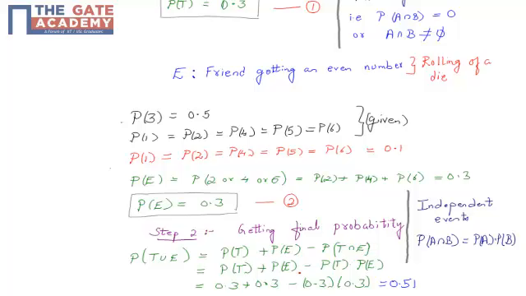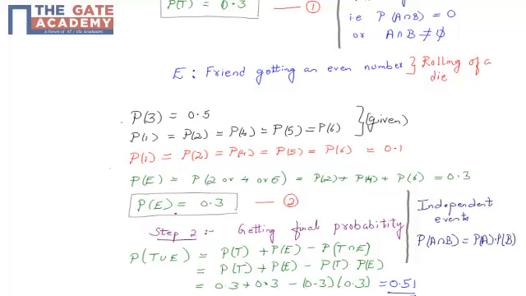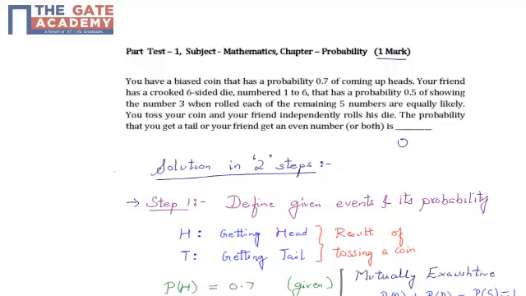Now, if you substitute the values in this equation from equation 1 and equation 2, we would get our final answer as 0.51. So whenever such kind of questions are given to us, we will solve them in 2 steps. That is, first step we define all the events and their probability, and second step get our final probability, which in our case is 0.51. So my final answer is 0.51. Thank you.